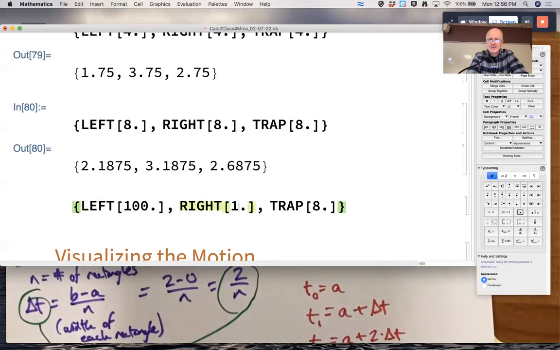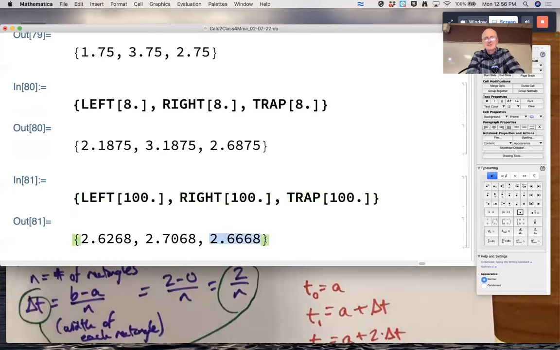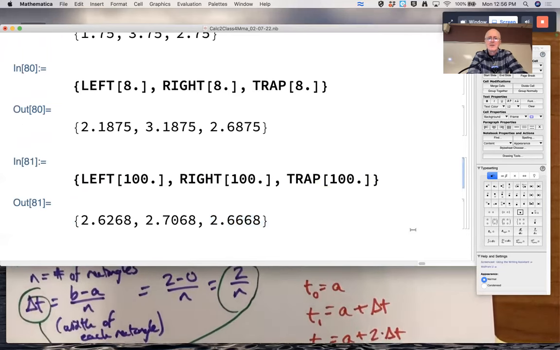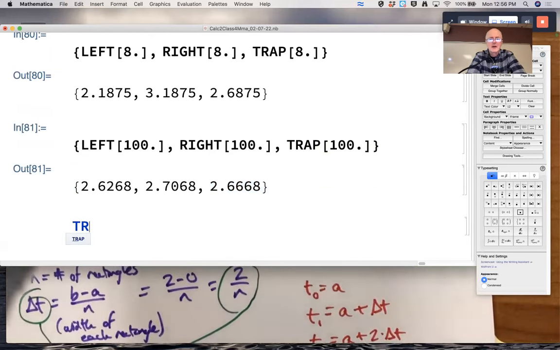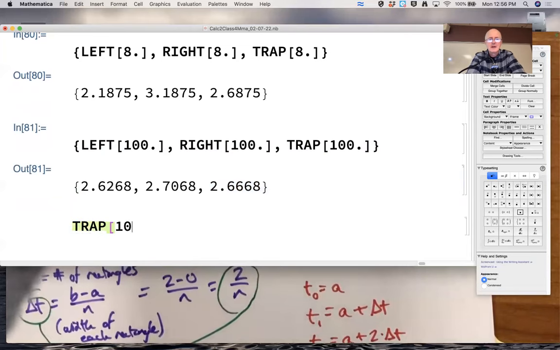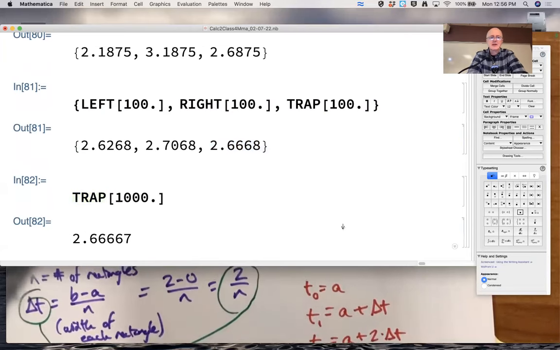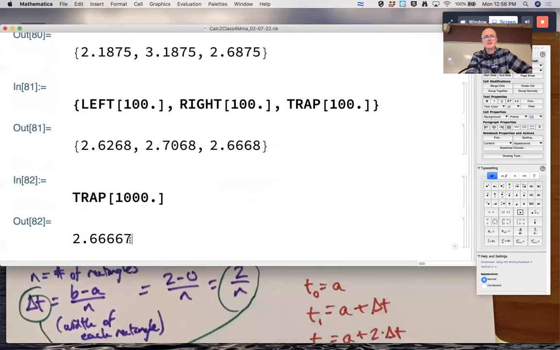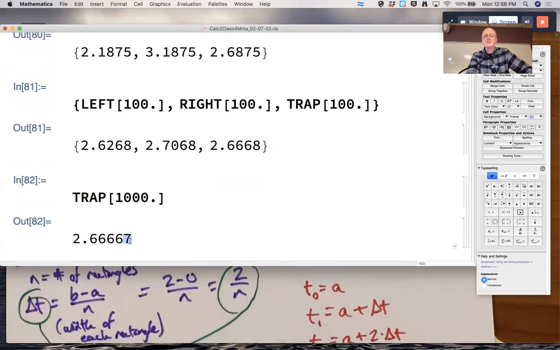Yeah, it's pretty close. It still is off even with trap, just slightly off. I think if we went up to, well, for sure 1,000, you'd see all 6. Oh, it rounded the last one to a 7, which is appropriate. So it's getting better and better as n gets larger and larger.